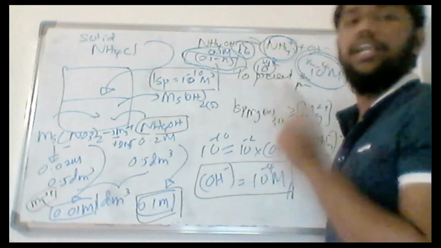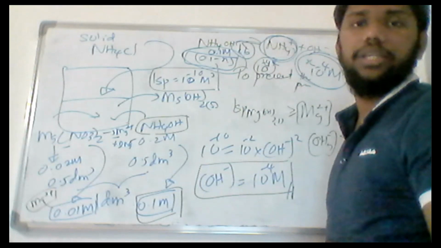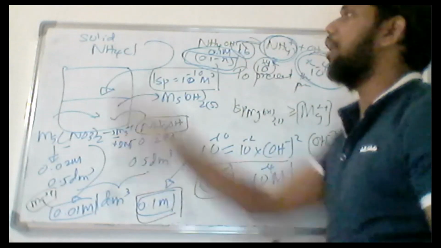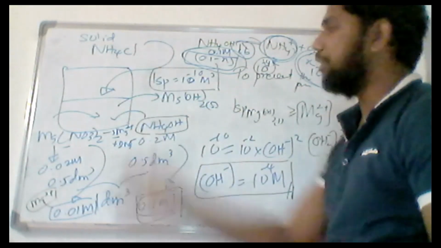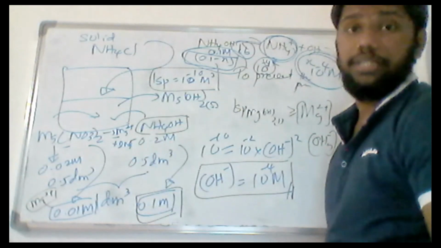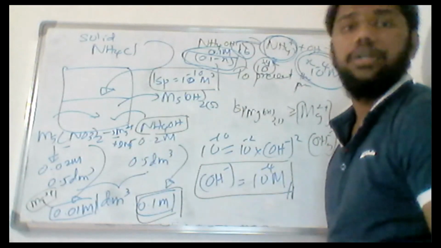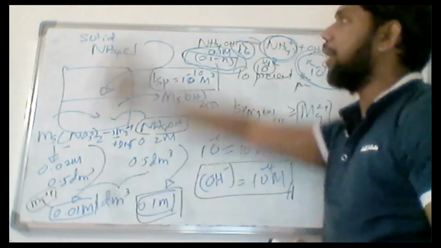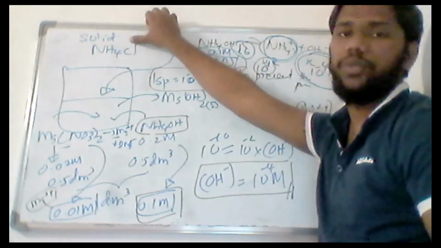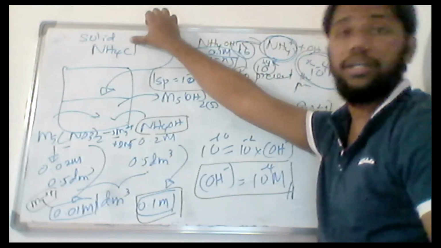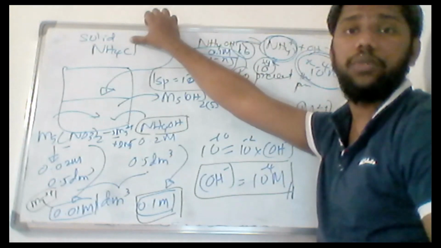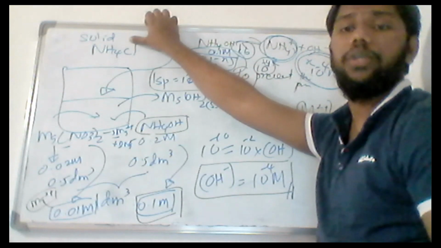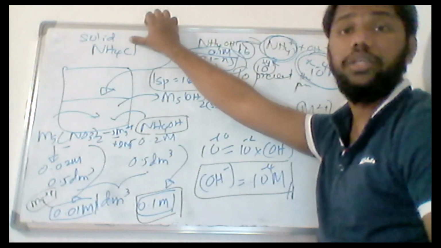If you know the NH4 plus concentration in the solution, you know the amount of NH4 plus in this 1 decimeter cubed, which will be equal to its number of moles. Then if you know the number of moles, you can multiply by the molecular weight, 53.5 grams per mole, to calculate the amount of ammonium chloride that you should put into the solution.